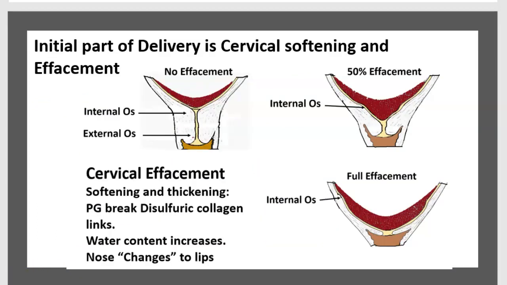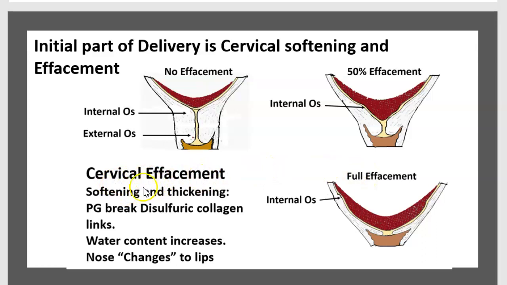Initial part of delivery is cervical softening and effacement. Here there is no effacement, internal os and external os. Here is 50% effacement. We see the internal os. And here is the full effacement.